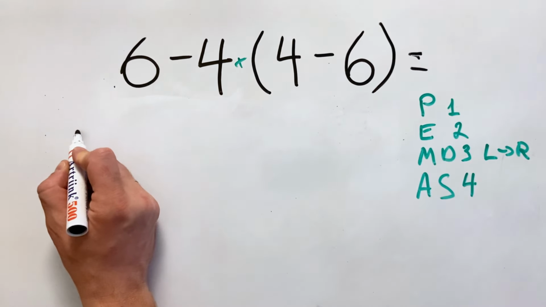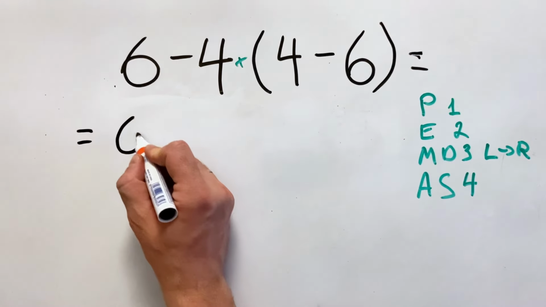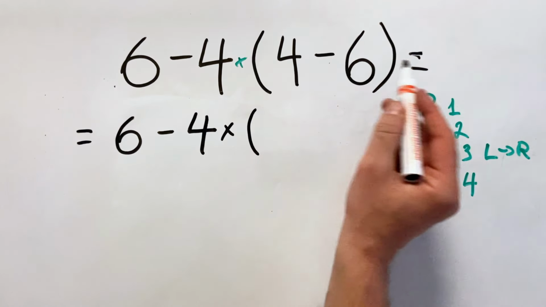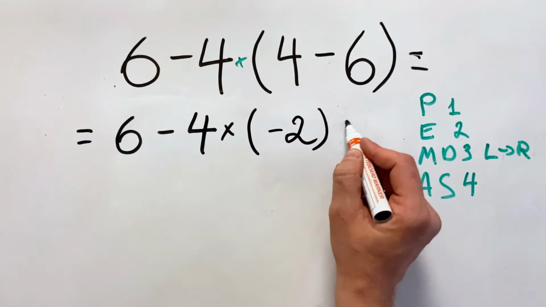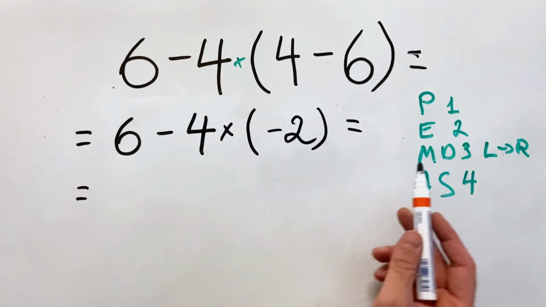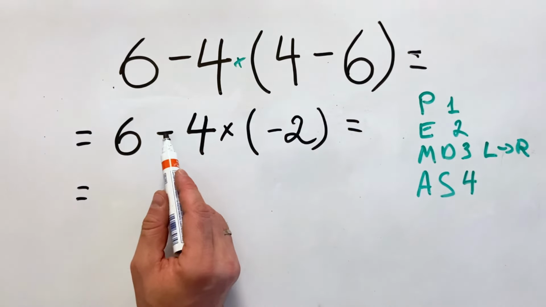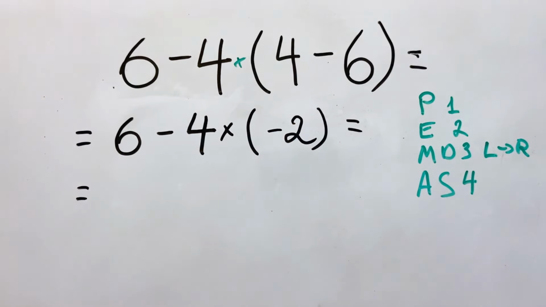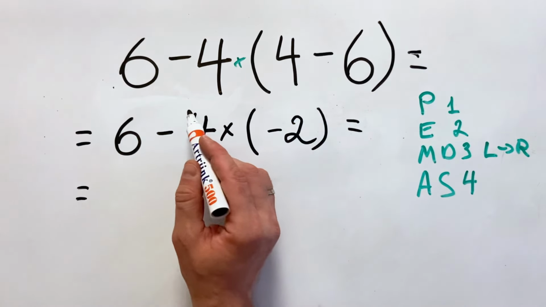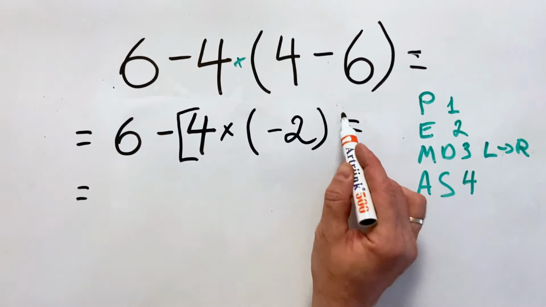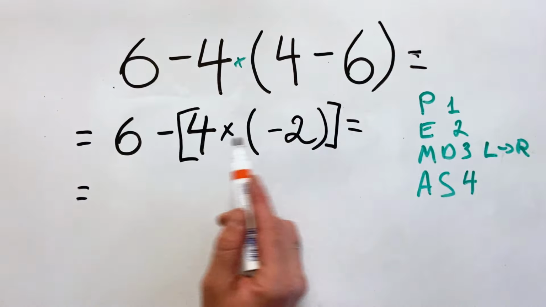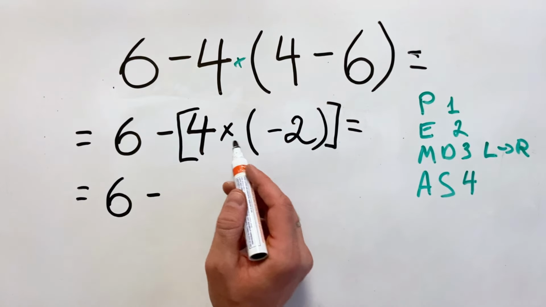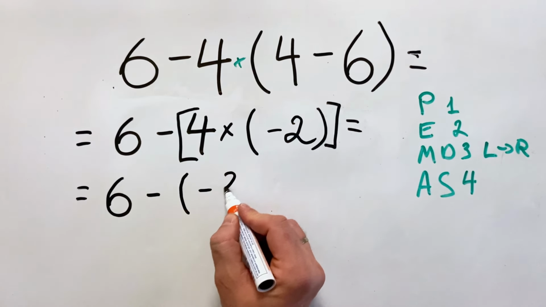So therefore, what we have is 6 minus 4 multiplied by, we have 4 minus 6, we saw it's minus 2. Okay, then now we do the multiplication before the subtraction. Here we might be tricked by this sign. So to make it easier, what we can do is first add brackets here. Then we multiply 4 by minus 2 without touching this sign. So 6 minus 4 multiplied by minus 2 is minus 8.